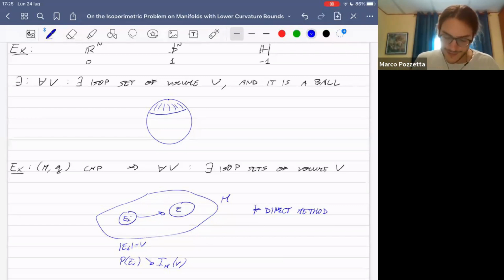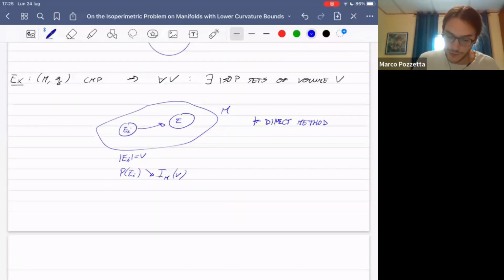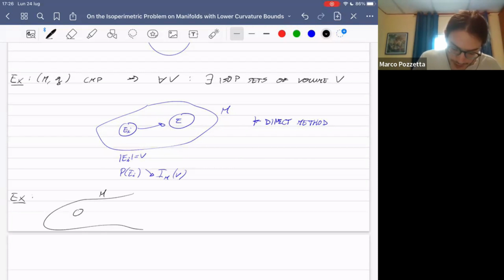And so you immediately understand that the problem becomes non-trivial the moment you are considering a manifold that is non-compact, right? Because, for example, if my manifold M is non-compact, in principle, what could happen? It could happen that if you argue in the same way, you take your minimizing sequence E_i, maybe to arrange in the best way this quantity of volume V, it is maybe convenient isoperimetrically for the set to go towards infinity, to slide away towards infinity. So in the limit, you see nothing, right?